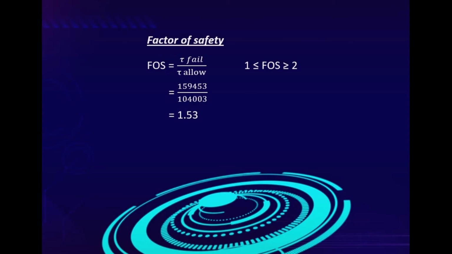After we calculate all the torsional stress values, we can substitute into the factor of safety formula, which is torsional stress fail over torsional stress allowed. So we get the value of 1.53. As long as the value is between 1 and 2, the structure does not fail.